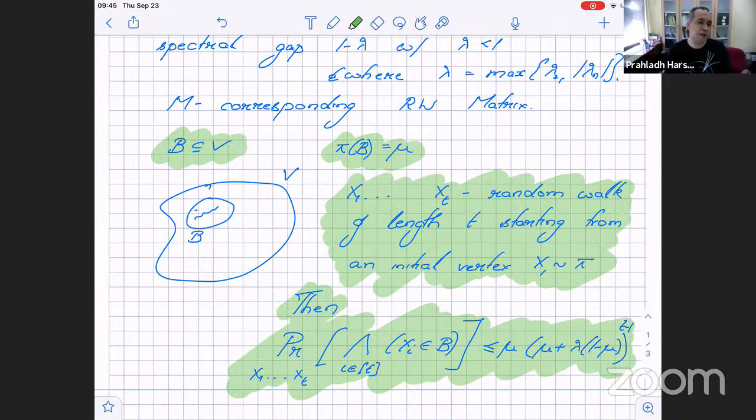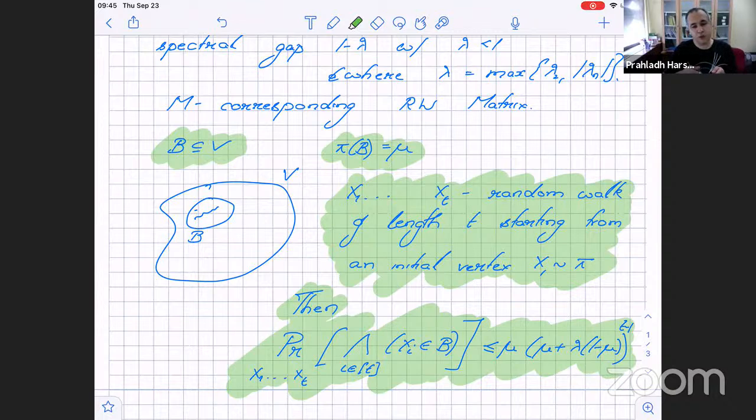But the point is they might be correlated. There's no reason why, for instance, each of the xi's could not be the same vertex. In this case, this probability is not mu to the power t minus 1. It's not this small. It is just mu. It's the probability that the first vertex falls into B. So the marginal on each of the xi's is in fact the stationary distribution pi. But the point is the joint distribution.